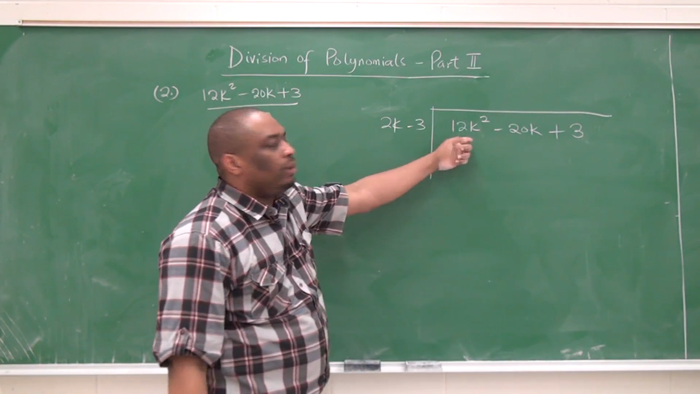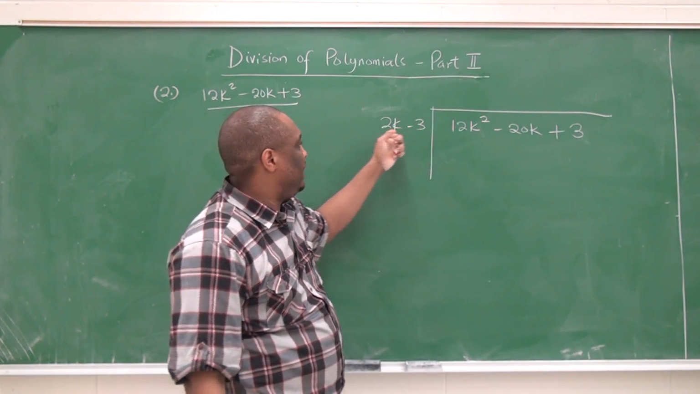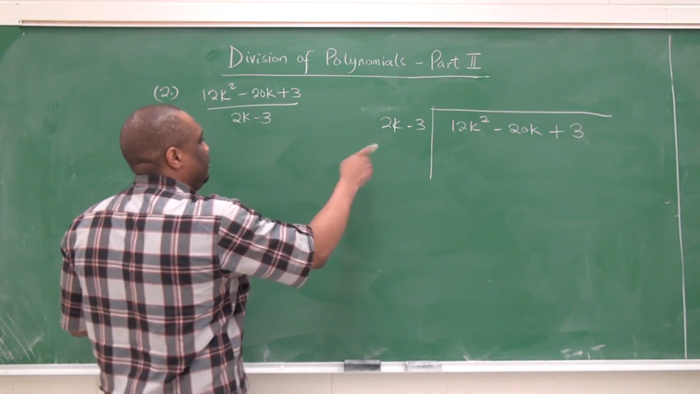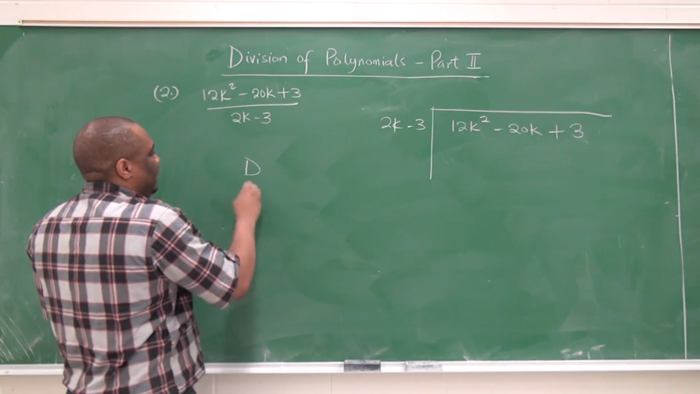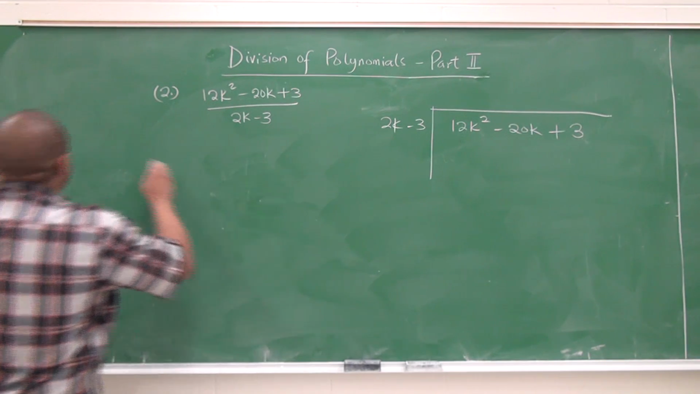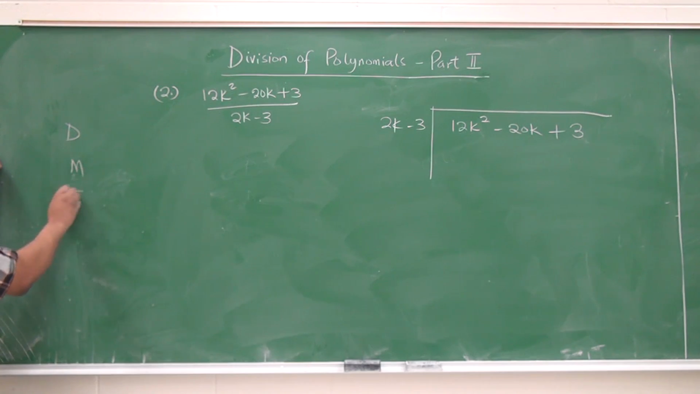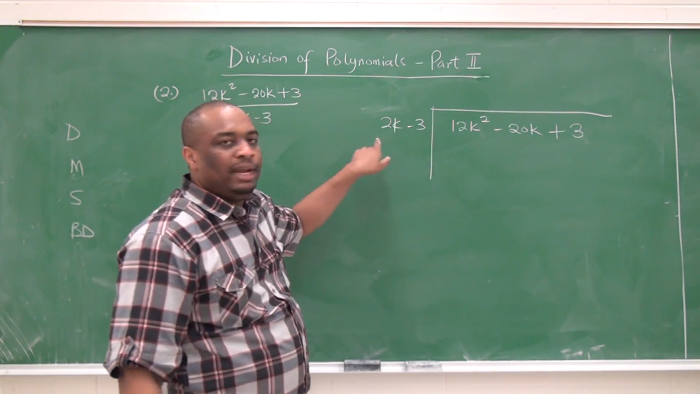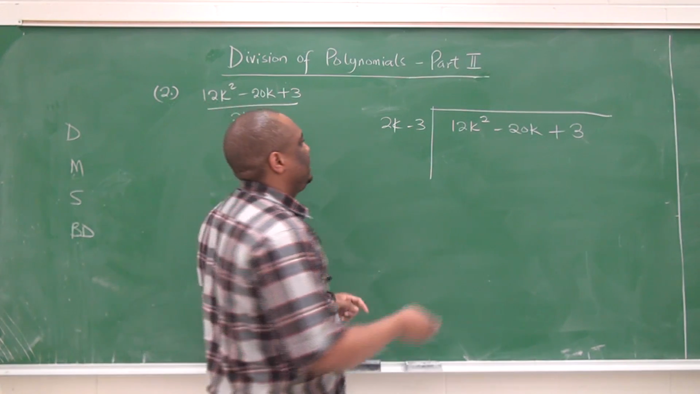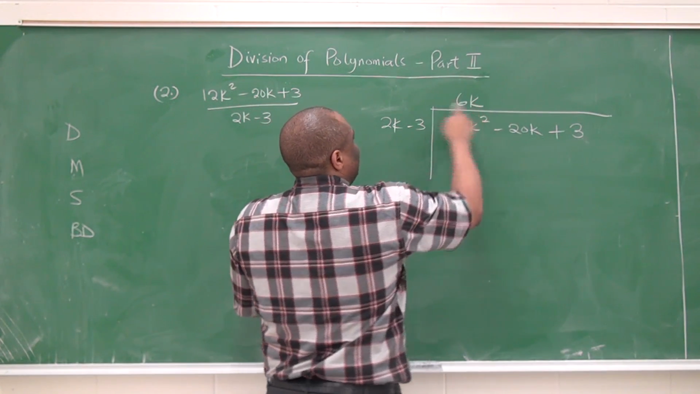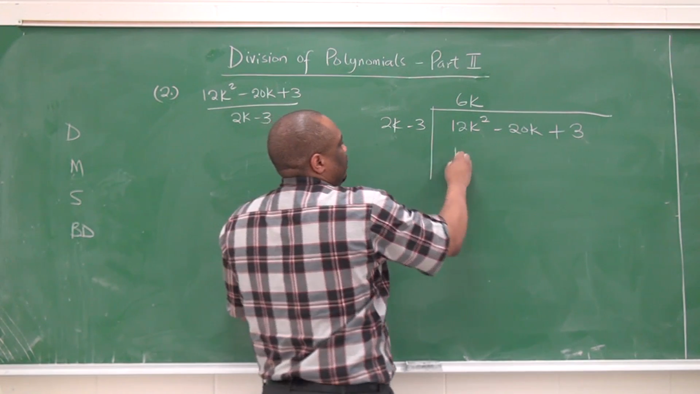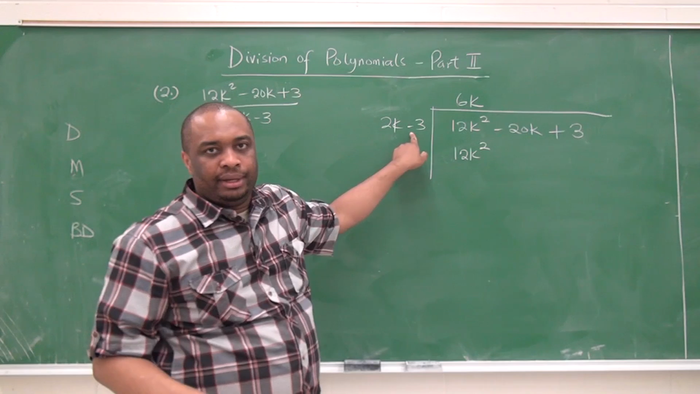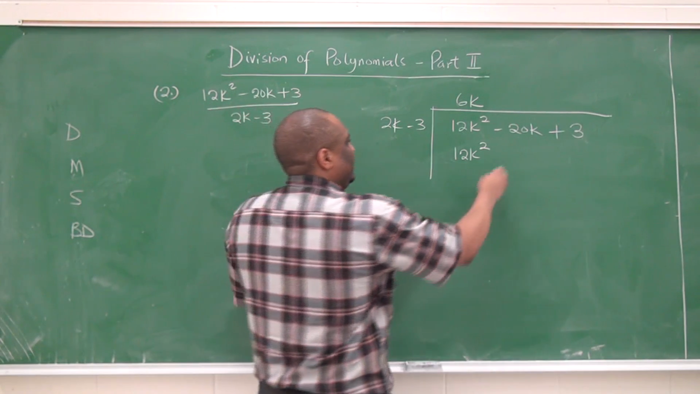Okay, so we do the first one, 12k squared divided by 2k, right? Because remember, divide, multiply, subtract, bring down. So 12k squared divided by 2k is what? 6k. 6k times 2k is what? 12k squared. 6k times negative 3 is negative 18k.